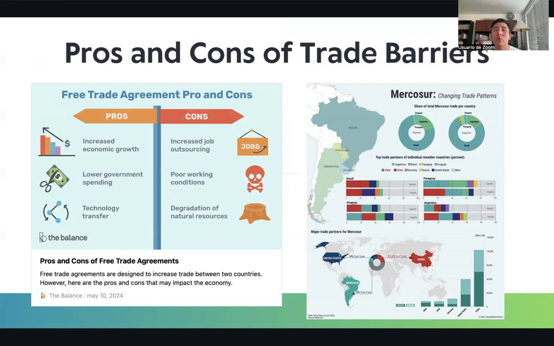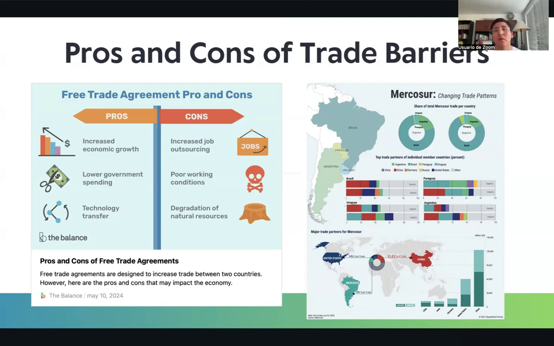There are some pros and cons of trade barriers. Talking about the pros, trade barriers help protect local industries, especially new or strategic sectors like the automotive and agricultural industries. They also create jobs by encouraging domestic production and reduce dependency on foreign goods, which supports national economic stability. Additionally, they can protect the country from unfair trade practices like dumping.